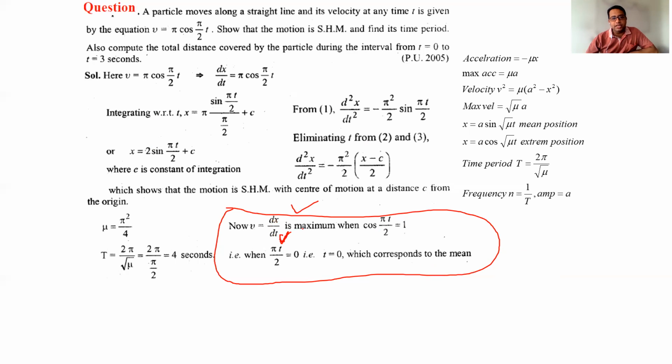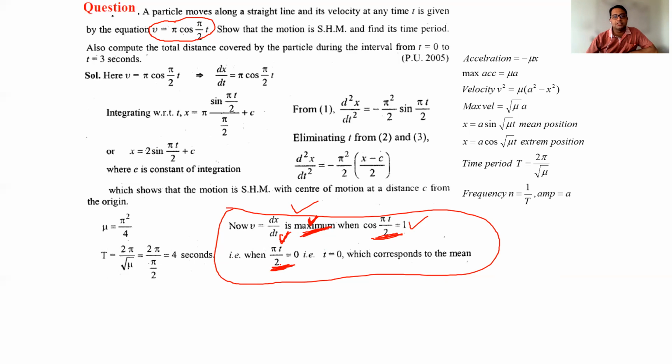V is equal to dx by dt is maximum, because we know that at the mean position the velocity is maximum. And the value of velocity given to us, with the A in it, when is it the maximum value? Let us check it. It will be the maximum when the value of cos is maximum. And what is the maximum value of cos? It is 1.